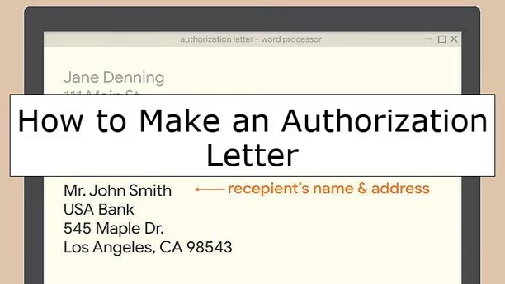In this video, we will learn how to make an authorization letter in 5 parts. In part 1 we'll illustrate writing the letter's heading. In part 2 we'll explain writing the body of the letter. In part number 3 we'll explain finalizing the letter. In part 4 we'll discuss preparing to write an authorization letter. In part 5 we'll discuss sample authorization letters.